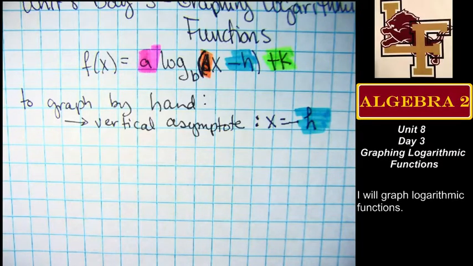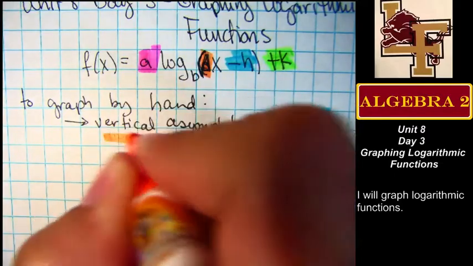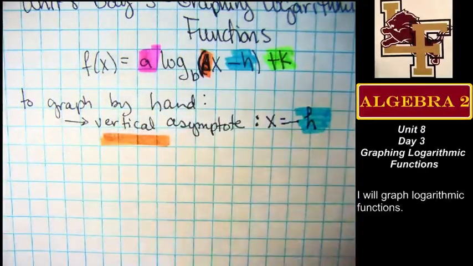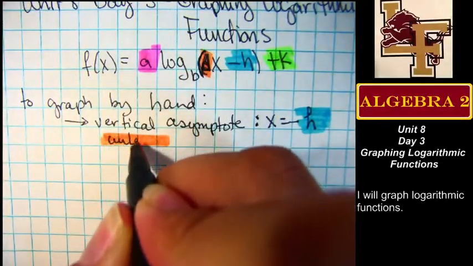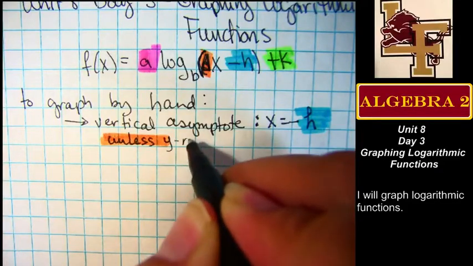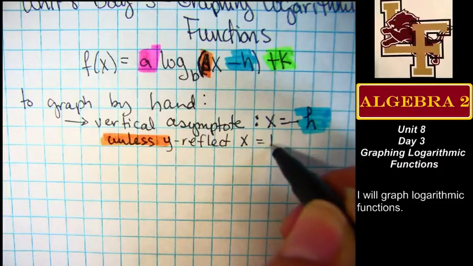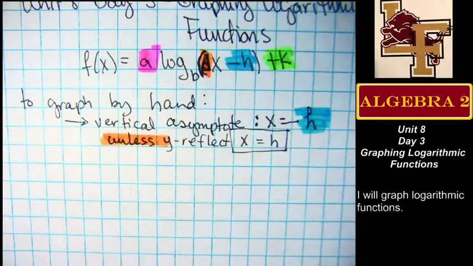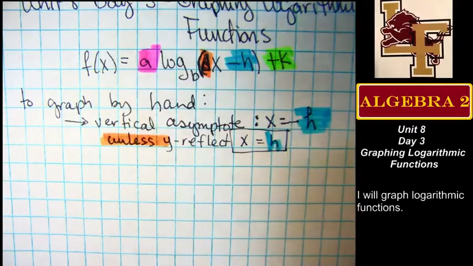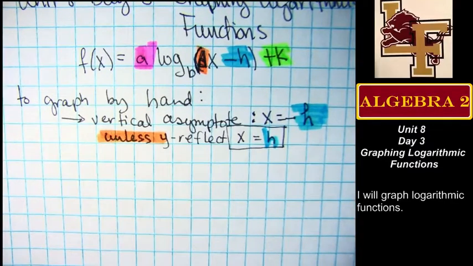Unless we have a y reflect. There's an exception. If we have a y reflect, you're going to grab h exactly as you see it. So it's like negative 5, and there's a negative in front of the x. It's going to say it's negative 5.